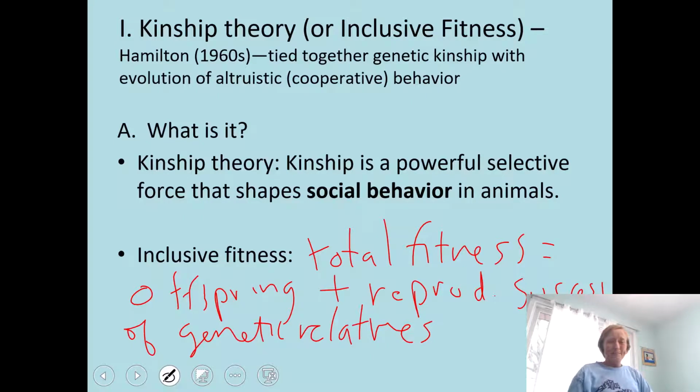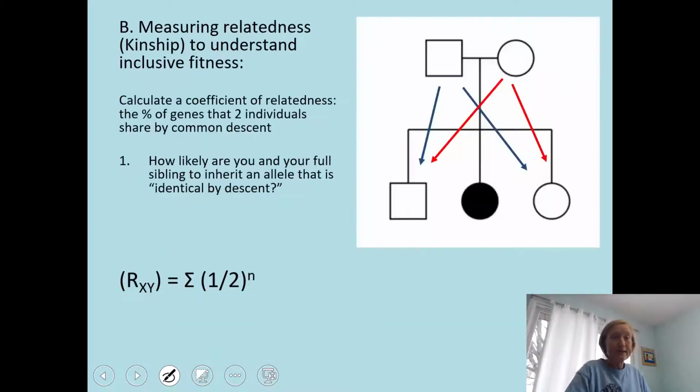All right? Okay, so let's think about genetic relatedness. We have to understand that concept in order to understand kin selection, measuring relatedness, if you will. Some of us are more closely related than others. How close are we genetically related to our parents or to our siblings or to our cousins or to our second cousins? Can we calculate this? Can we come up with some measure to do that? Yeah, absolutely. We can calculate on average the percent of genes that we share by common descent. And that's called a coefficient of relatedness, the percent of genes that two individuals share by common descent.